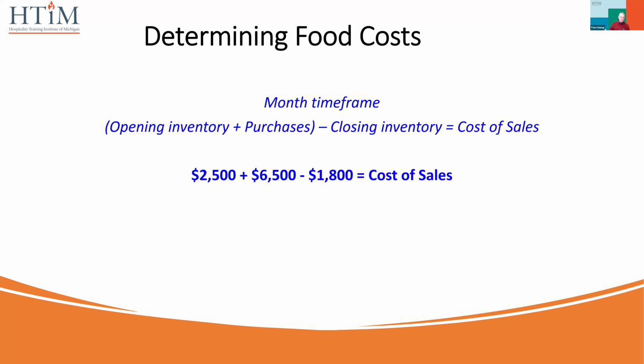If we have an opening inventory of $2,500 worth of inventory, plus we've just purchased $6,500, and then our closing inventory is $1,800, we subtract that out of the equation. That is our cost of sales. So our cost of sales for that time period is $7,200, because our 2,500 and 6,500 added together is 9,000, minus our $1,800 of closing inventory, we get $7,200. That's what we're going to use as our cost of sales. Questions, thoughts, comments there?